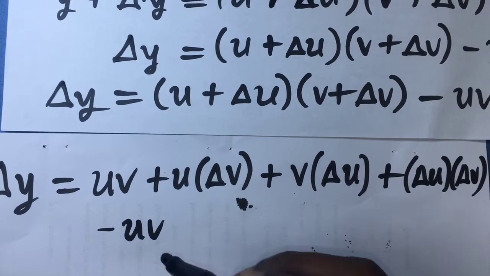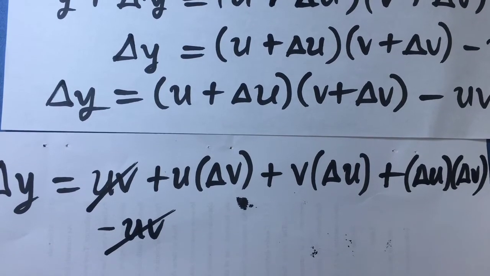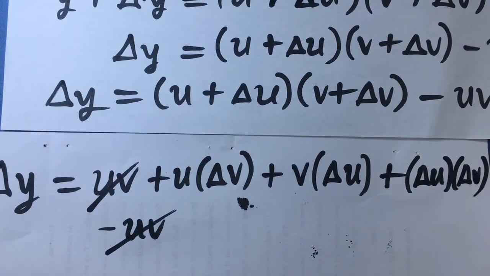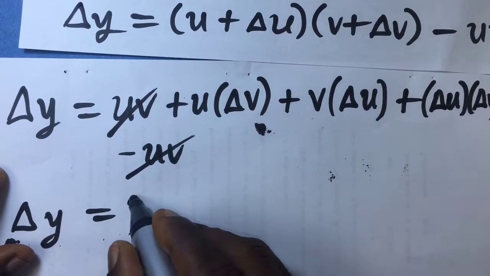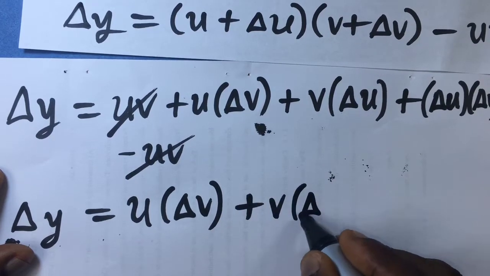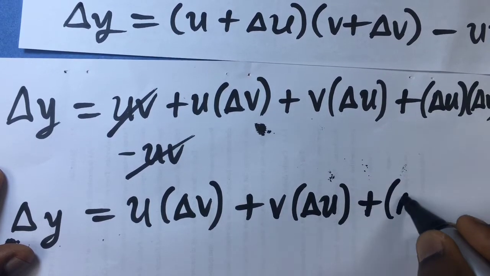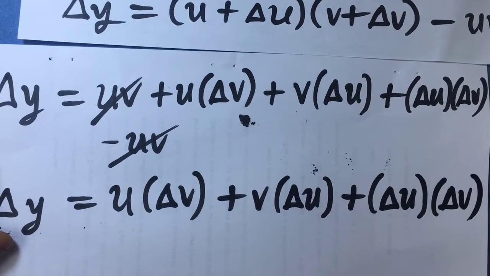Now clearly you would see that uv can cancel minus uv, and that goes. So uv minus uv is 0. So we are left with change in y is equal to u in bracket change in v plus v in bracket change in u plus change in u times change in v. Okay, so that's what we'll be left with.